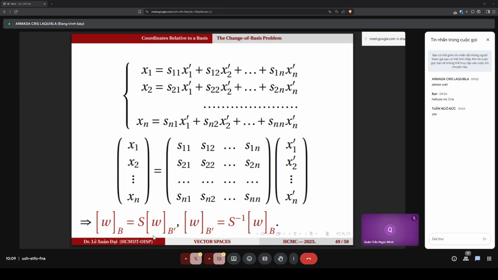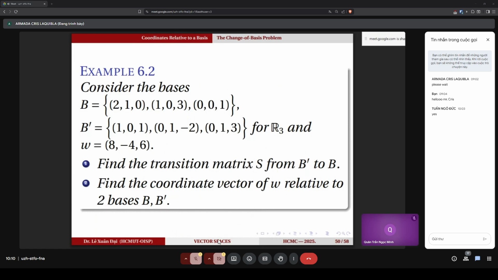Now, to solve the WB prime, you can just transfer S to the other side. So you have your S inverse of your WB. That is your WB prime. And we have this example.